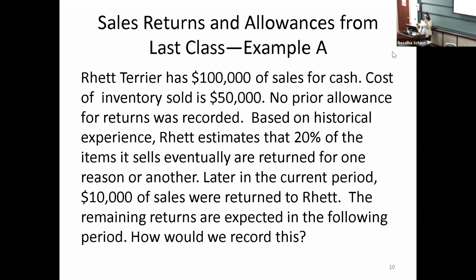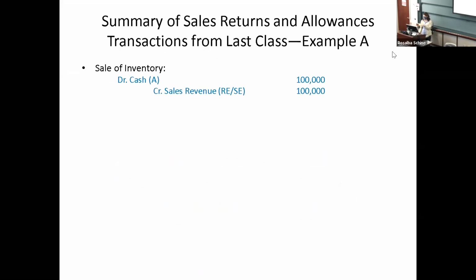Based on historical experience, Red estimates that 20% of items that they sell are eventually returned. So of that $100,000, 20,000 are estimated to be returned. Later in the current period, 10,000 of sales were returned to Red, and the remaining returns are expected in the following period. We looked at the transactions, which looked like this.